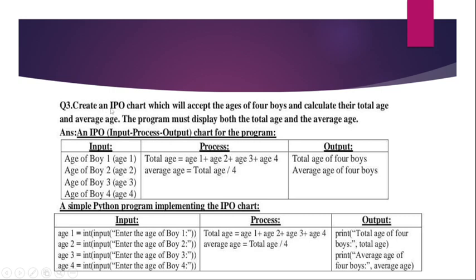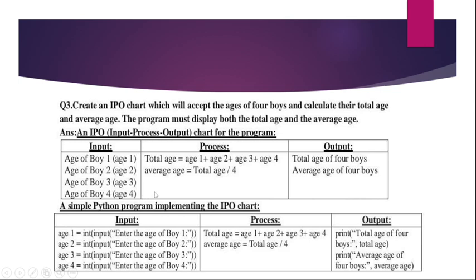Similarly, our third question is create an IPO chart. IPO stands for Input Process Output, which will accept the ages of 4 boys and calculate their total age and average age. The program must display both the total age and the average age. So we need to draw an IPO chart of this question. Input: age of boy 1, age of boy 2, age of boy 3 and age of boy 4.